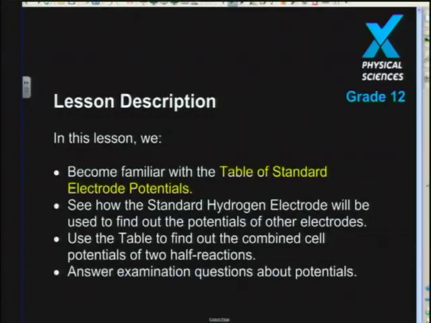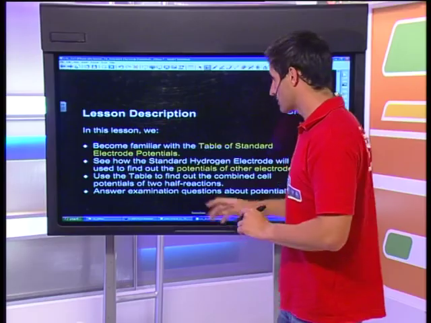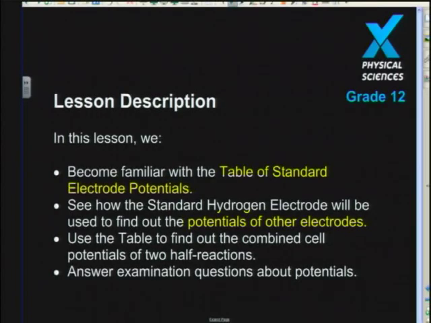Now, first we need to start out with where those voltages actually come from, and I'm going to introduce you to something called the standard hydrogen electrode. Then after all of that's done, we're going to get into the exam-style questions. We're going to use the table to find out the combined cell potentials of two half reactions.